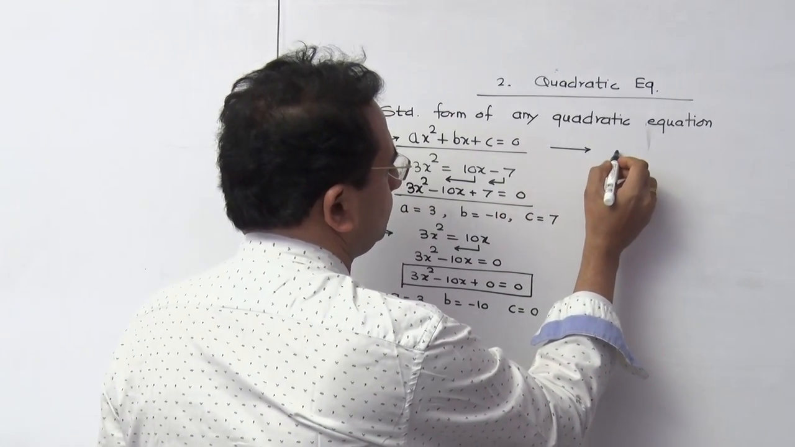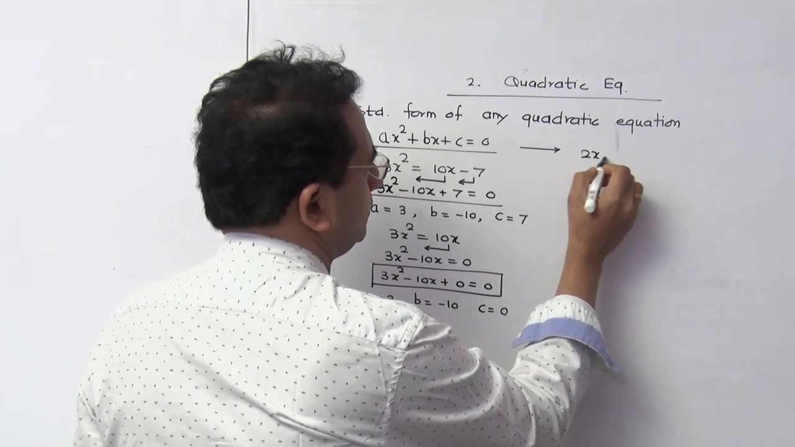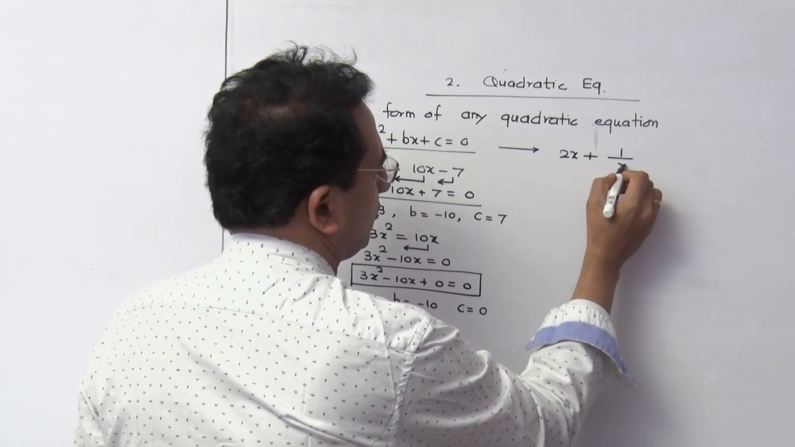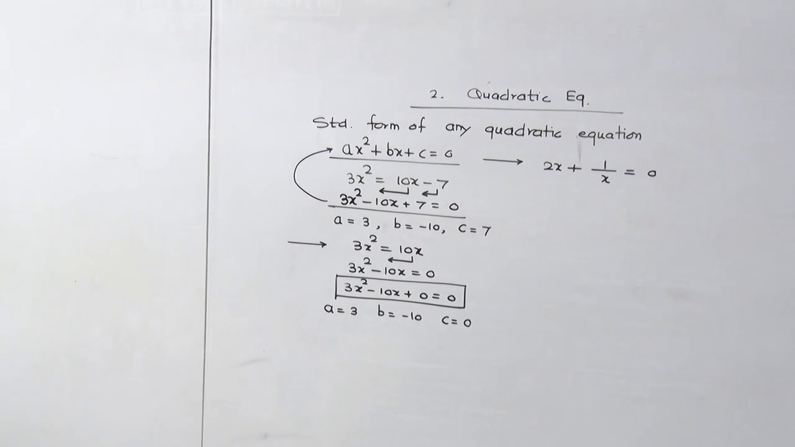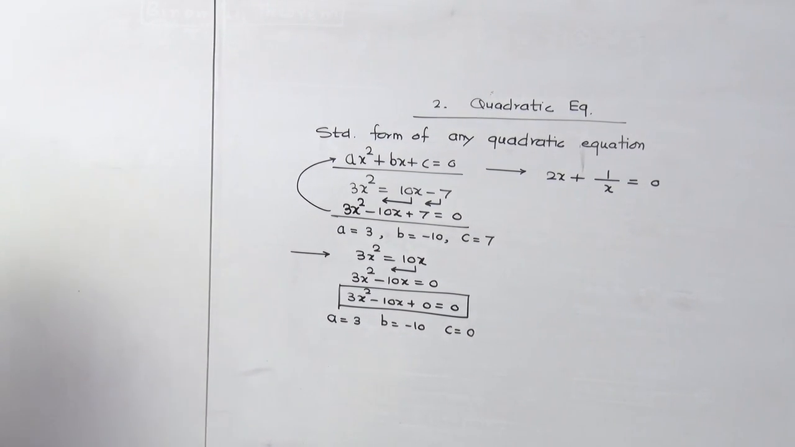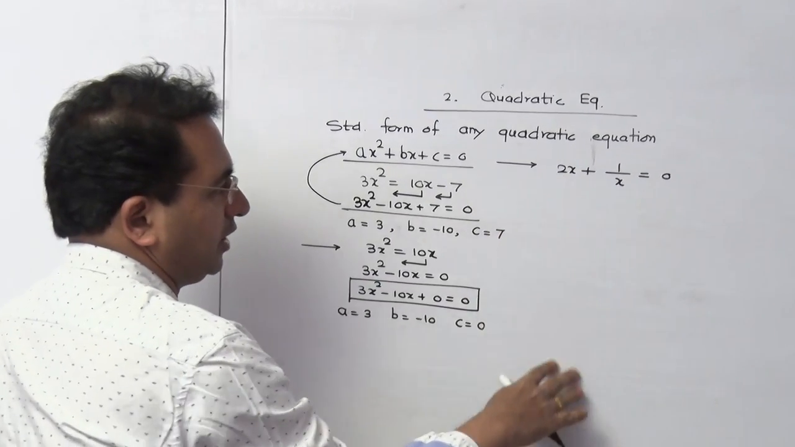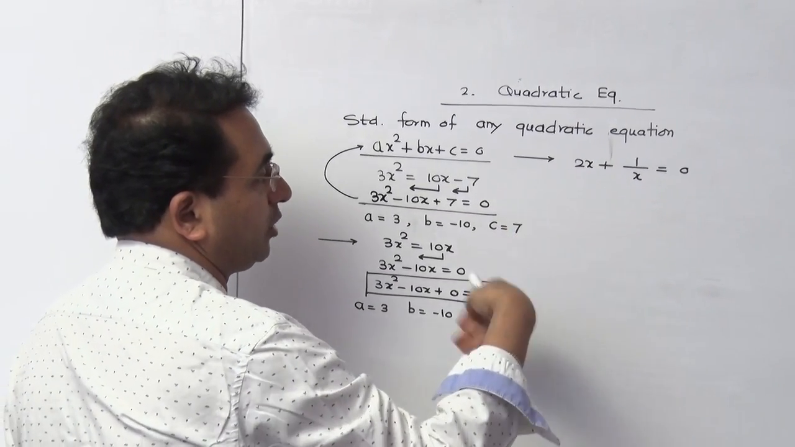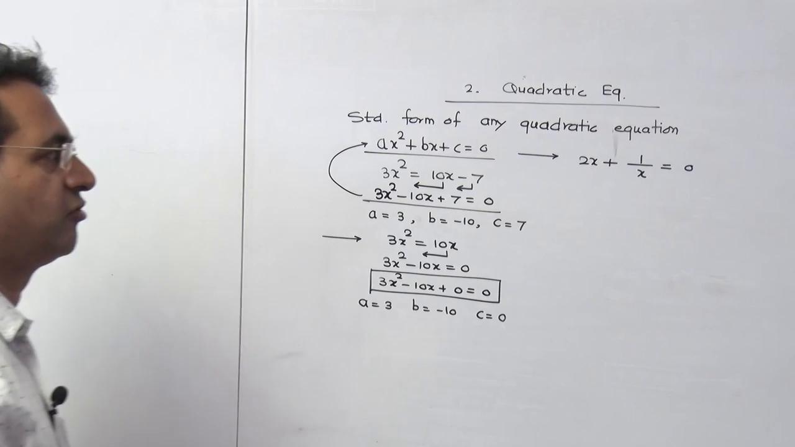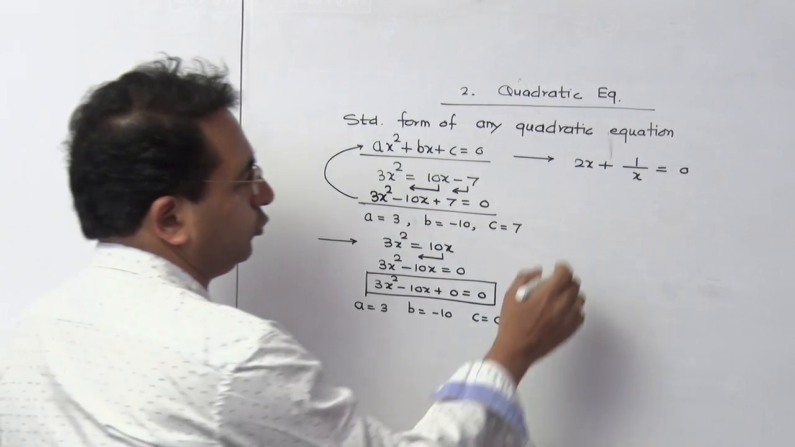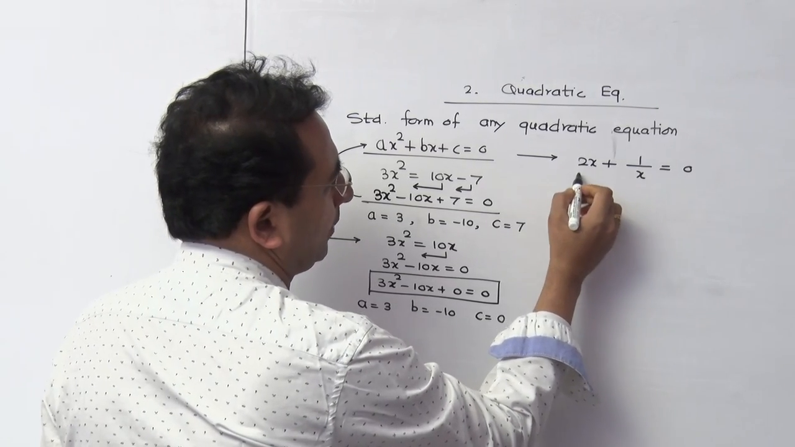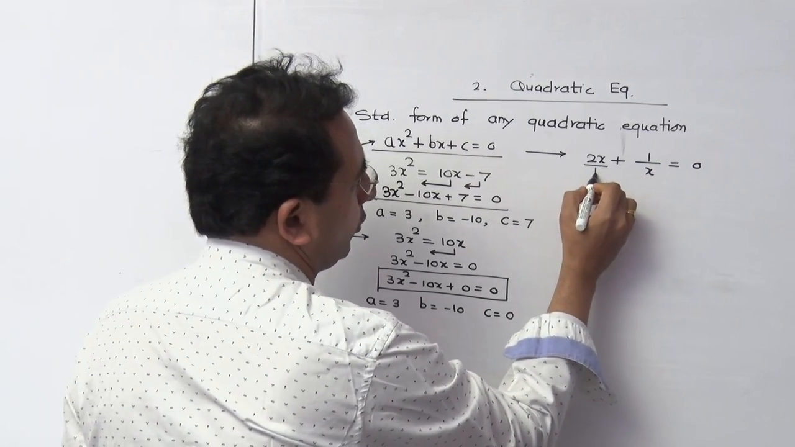It is 2x plus 1 upon x is equal to 0. Now here, this question, they will ask you for 2 marks because this equation is to be converted into the standard form first. X square term is missing here. So what I have to do here, I have to cross multiply by considering this as 1.